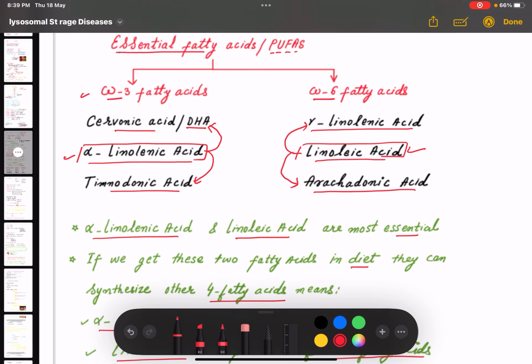And also remember, among omega 3 fatty acids, or among polyunsaturated fatty acids, alpha linolenic acid is anti-atherogenic. Anti-atherogenic, it means it prevents the formation of thrombus. Okay, this was another FMG exam question.